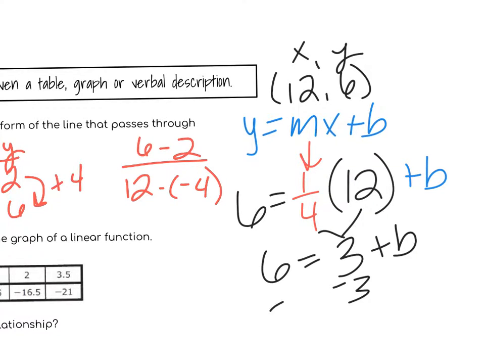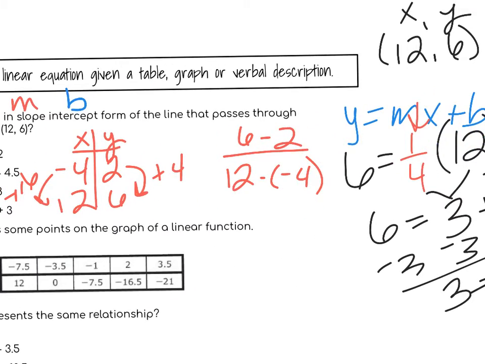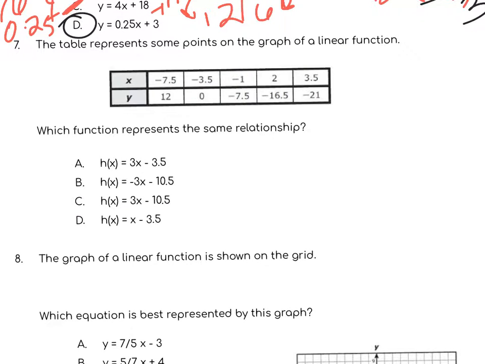And then subtract 3 from both sides, and I see that my y-intercept is 3, which makes my answer, oh, that writing didn't move, sorry, which makes my answer letter D. Okay? Alrighty.